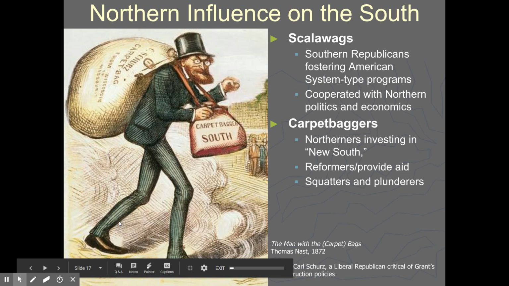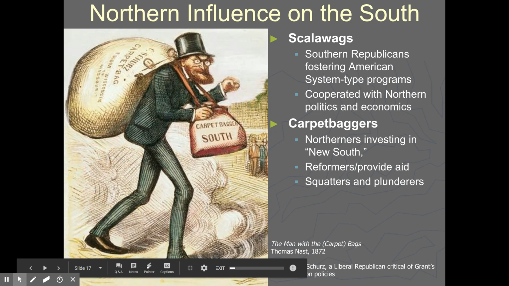All right. So, talking about northern influence in the South, let's talk about scalawags and carpetbaggers. They're going to need help in order to enforce Reconstruction in the South. You have a group of scalawags, who are people that already live in the South. They are Southern Republicans who foster the American System type programs. They're going to cooperate with the Northern politics and economy. And then you've got carpetbaggers.